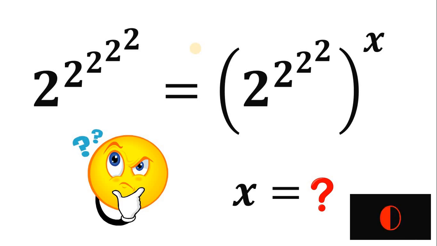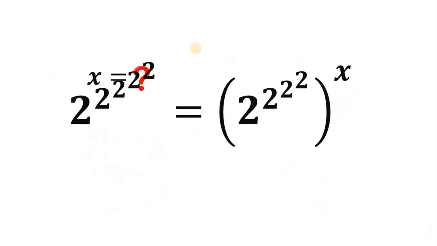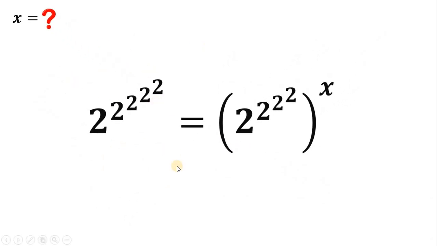Now, let's answer this question together. The key to answer this question is recall this identity. If we have a raised to b raised to c, it is equivalent to a raised to the power of b raised to c. That means that we will do the exponent from top down to bottom.